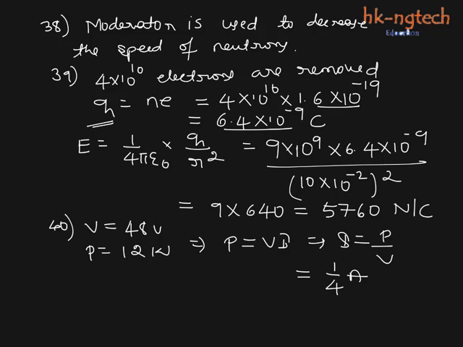Please try to take the next question. The output of a step down transformer is measured to be 48 volt when connected to a 12 watt bulb. The value of peak current is... a simple question. We know that power P is equal to V into I, so I is equal to P by V. Substitute the values, that is 12 divided by 48. That will give the value of 1 by 4 ampere.